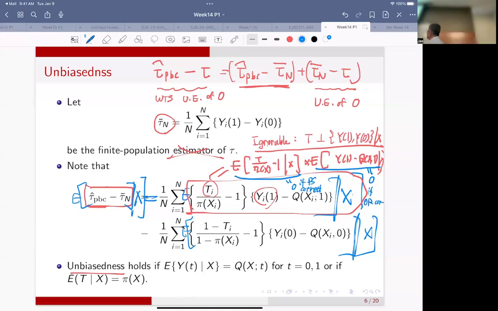Okay. So it's a function of two, a product of two terms. Each one can be 0 under the different models, right? But in the union of the two models, one of the two has to be 0, right? So that means the product is 0. It's unbiased.